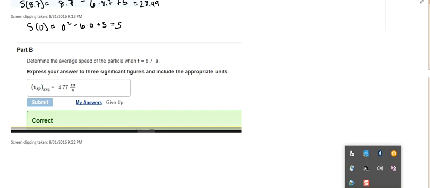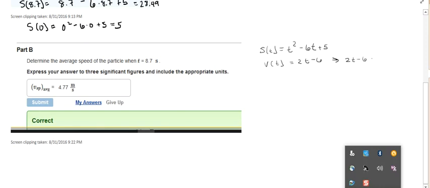Okay, the next question is part B, to determine the speed. We are going to remember that the speed is going to be counting the total meters that are traveled divided by the interval of time it took to travel them. We know that s of t, which is given to us, equals t squared minus 6t plus 5. So we need to take the derivative of that, which is going to be the velocity, and it equals 2t minus 6. And we need to set that first derivative equal to 0, so 2t minus 6 equals 0.